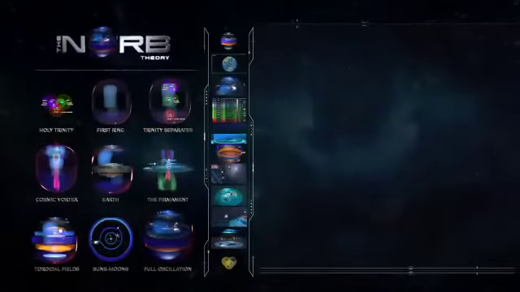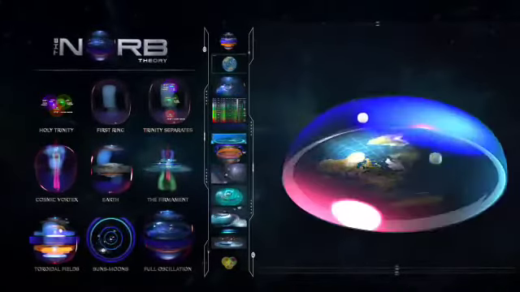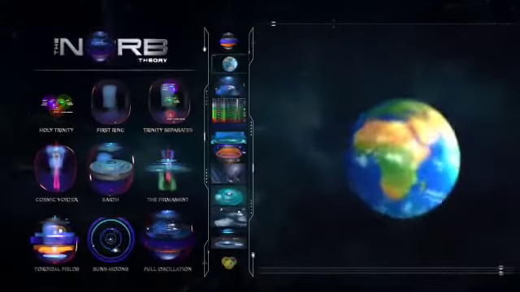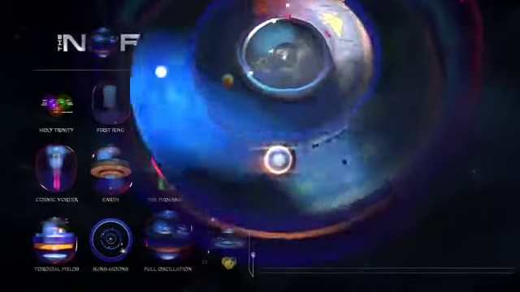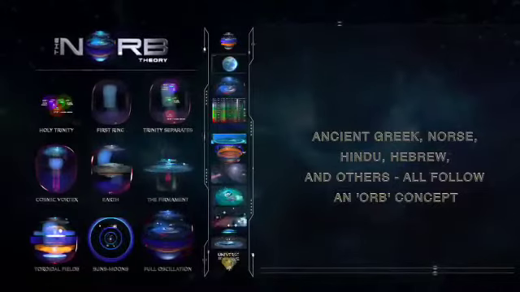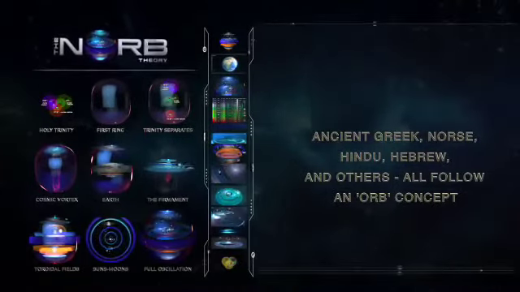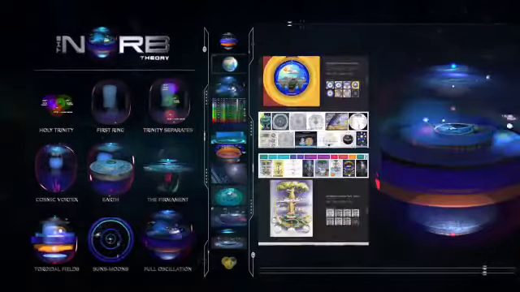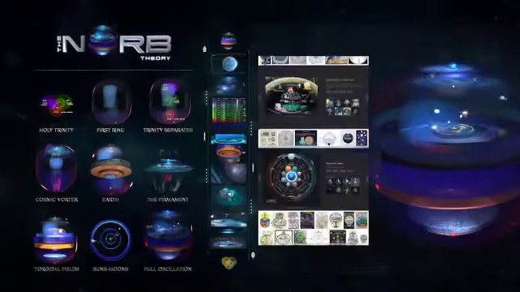So, a lot of controversy. Is it flat? Is it round? Are we spinning? Is there a curvature? Here's another theory. It kind of mixes both. Ancient Greek, Norse, and Hindu cosmology all focus on an orb as the universe.